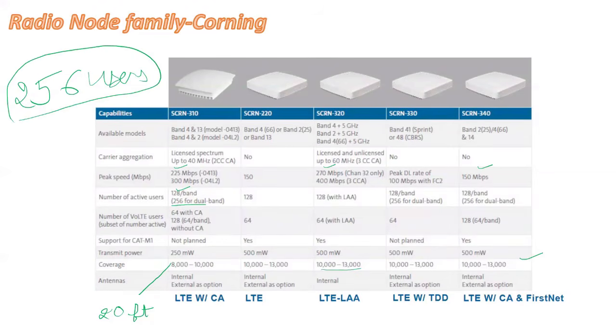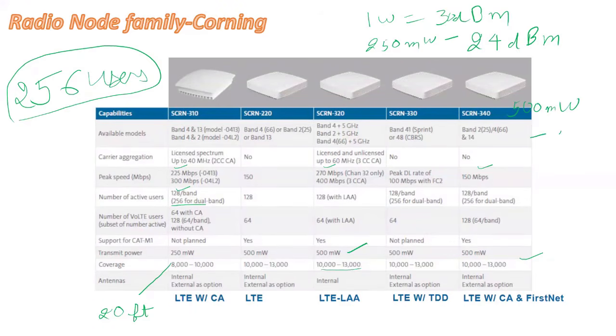And what is the transmit power? The transmit power is 250 milliwatts, right? If you remember, 1 watt is equal to 30 dBm. So can you tell me what's the value of 250 milliwatt? Can you please write in the chat box? Thanks guys for giving the right answer. So 250 milliwatts will be 24 dBm, right? And what will be 500 milliwatt? It will be half of 1 watt, so 500 milliwatt will be 27 dBm, right? So always remember 1 watt is equal to 30 dBm, or 1000 milliwatt is equal to 30 dBm.